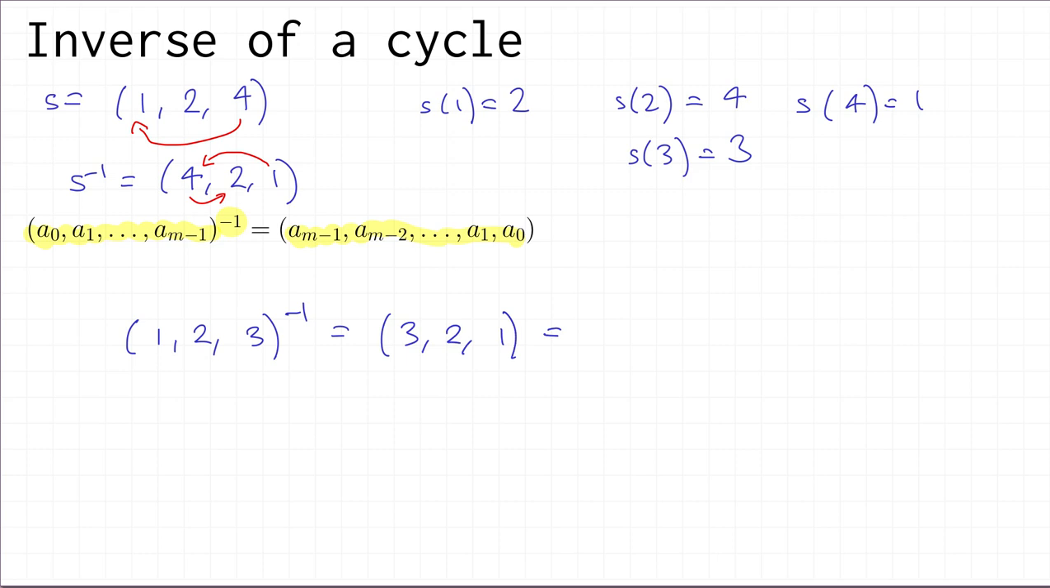And of course you can write this in other ways if you like. We know that you can write a 3 cycle in any of 3 different ways. So you could start this at 2 if you like, and it will be 2, 1, 3, or you could start it at 1 if you wanted, when it will be 1, 3, 2. But that is the inverse of 1, 2, 3.